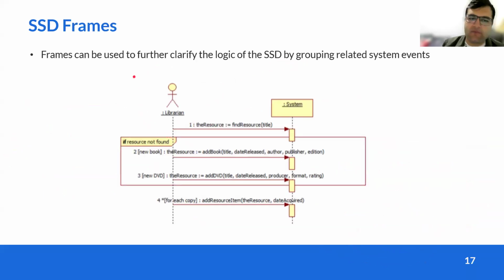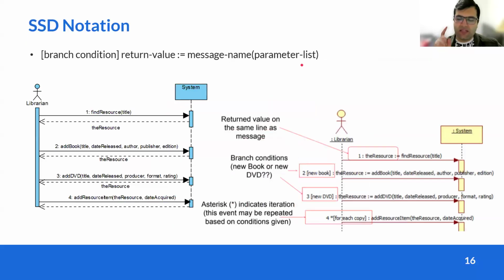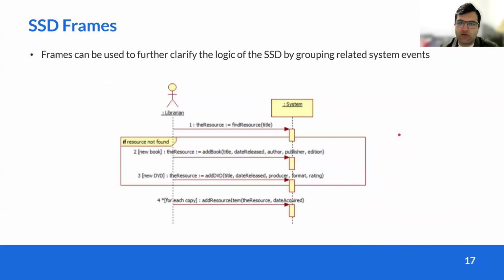Then you can also have frames. Frames can be used to further clarify logic. Because one thing that we have to remember about this use case of the librarian recording a new resource is that they only record a new resource if it's not already in the system, right? But the current diagram doesn't show that. You find a resource and then you record add book, add DVD, add resource item. It doesn't show you that. So that's where frames come in. It's basically a big rectangle to clarify. If resource is not found, then you add a book or add a DVD.